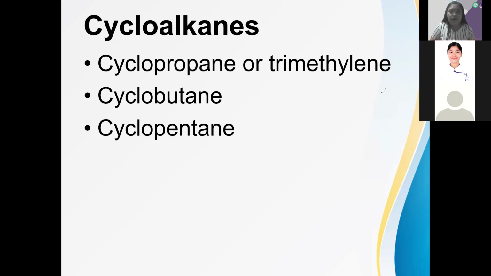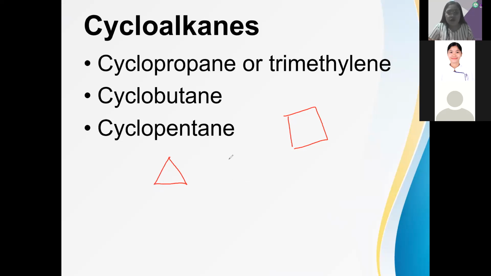So single bond pa rin, pero again, they will form rings. So any shape, depending on the number of carbons. Like when you say cyclopropane, prop means 3 carbons. So we have here like a triangle. So tatlong carbons yan siya.